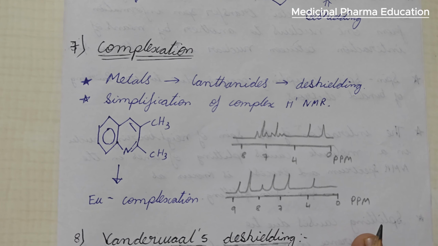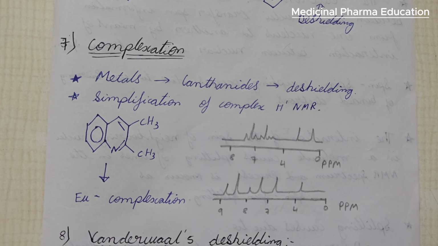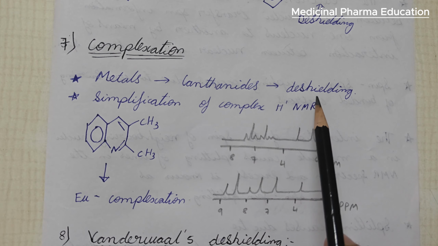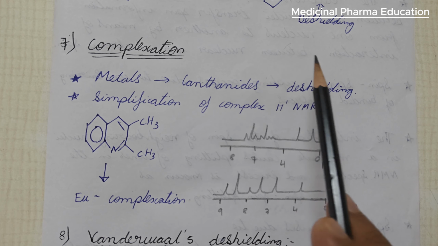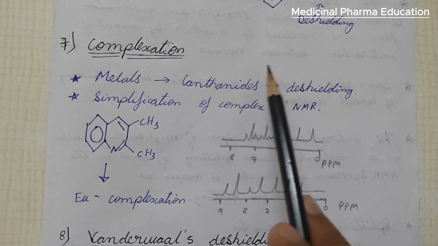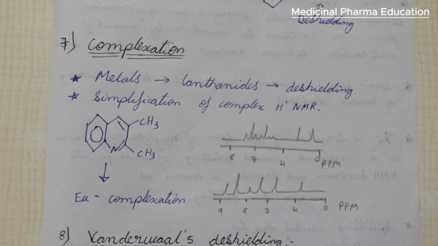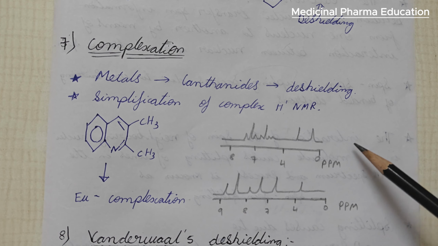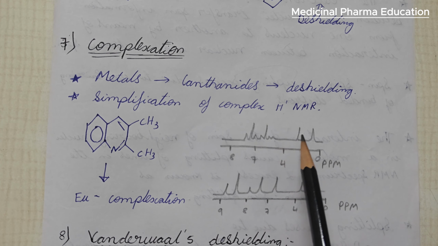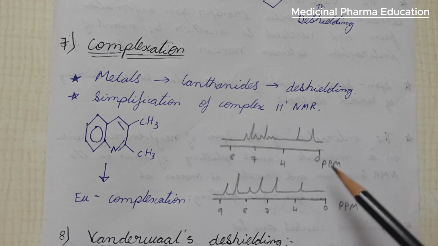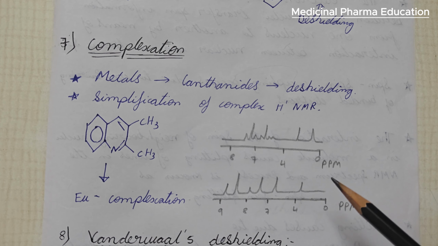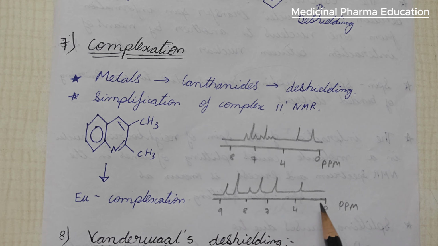Next, complexation. How does complexation affect the chemical shift? Metals convert to lanthanoids, and these are very prone to deshielding. This is the simplification of complex H1 NMR. See here what is happening: this compound after complexation causes deshielding. Here you can see the NMR spectrum is resolved. Resolved means the resolution is better after deshielding. This graph is obtained.